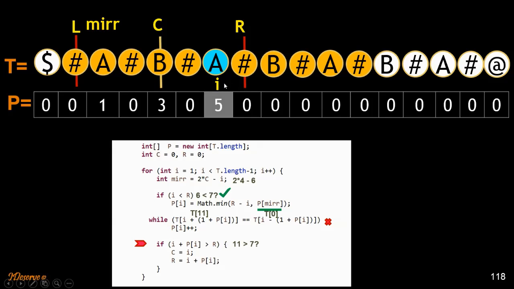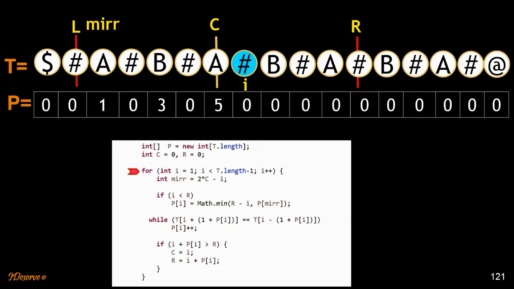Now we move on to the next condition where we check if the palindrome centered at I expands beyond the boundary R. It does, right? It does expand beyond the boundary R. So definitely we have to move the center to I, right? We move the center to I. Accordingly, we move the right boundary to I plus P of I, which is basically the boundary of the main palindrome. So let's move I to the next center into consideration.